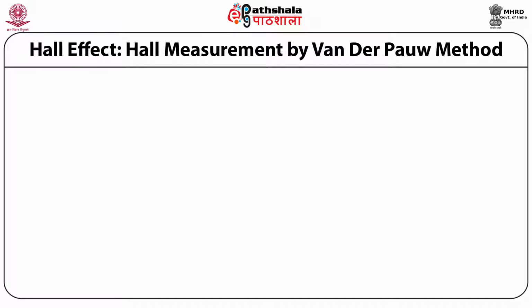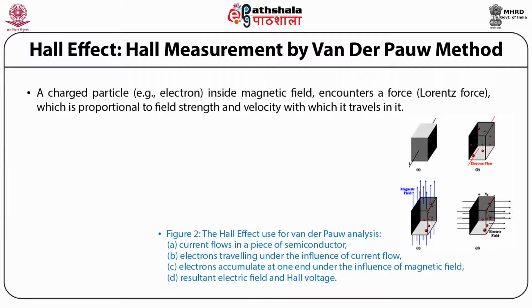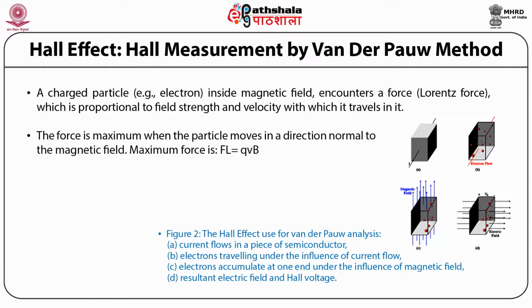Hall effect. Hall measurements by the van der Pauw method. A charged particle, for example an electron, inside a magnetic field encounters a force, that is a Lorentz force, which is proportional to the field strength and the velocity with which it travels in it. The force is maximum when the particle moves normal to the magnetic field. Maximum force is F_L equals qvB.